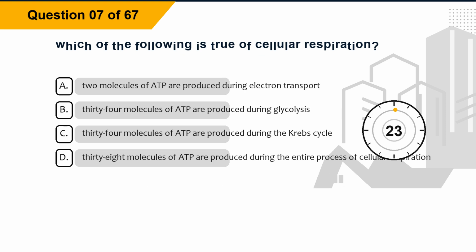Question 7. Which of the following is true of cellular respiration? Option A, 2 molecules of ADP are produced during electron transport. Option B, 34 molecules of ADP are produced during glycolysis. Option C, 34 molecules of ADP are produced during the Krebs cycle. Option D, 38 molecules of ATP are produced during the entire process of cellular respiration.